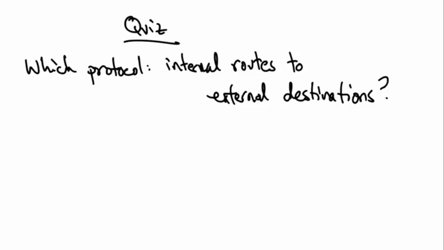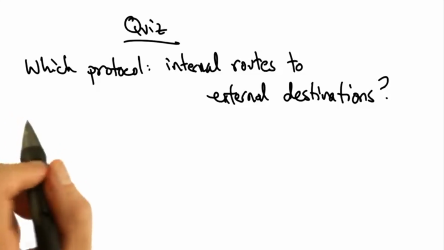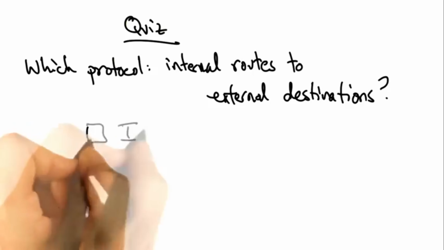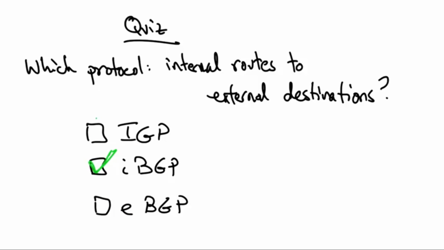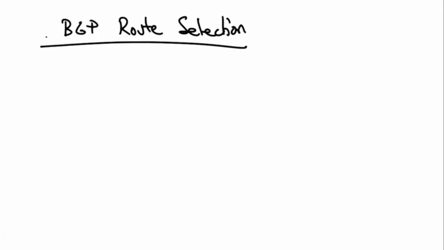So as a quick quiz, which routing protocol is responsible for disseminating routes inside an AS to external destinations? Is it the IGP, is it iBGP, or is it eBGP? iBGP is responsible for disseminating routes inside an AS about destination IP prefixes that are located outside that AS. The iBGP next hop is typically a next hop IP address that is reachable via the AS's intra-domain routing protocol, or IGP. Let's now take a quick look at BGP route selection.